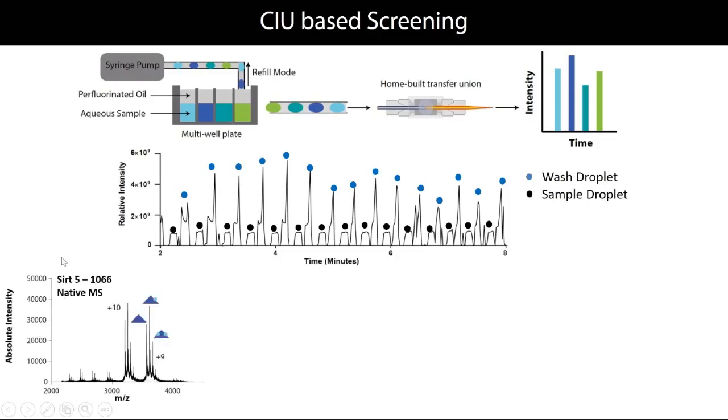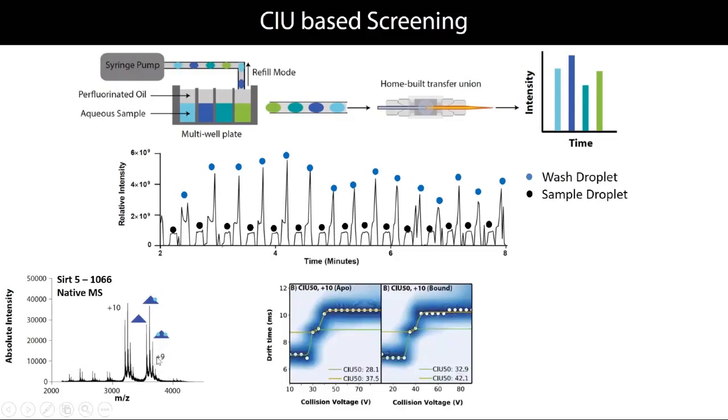The example I'm going to show you is for a sirtuin, SIRT5 here. This is just an example binding to a compound called 1066, which is a model compound that we're using here to illustrate the potential information content. It's a known inhibitor of SIRT5. But basically, through these clusters, we can observe both apo data as well as 1 to 1 and 1 to 2 stoichiometries of the inhibitor bound to the protein.